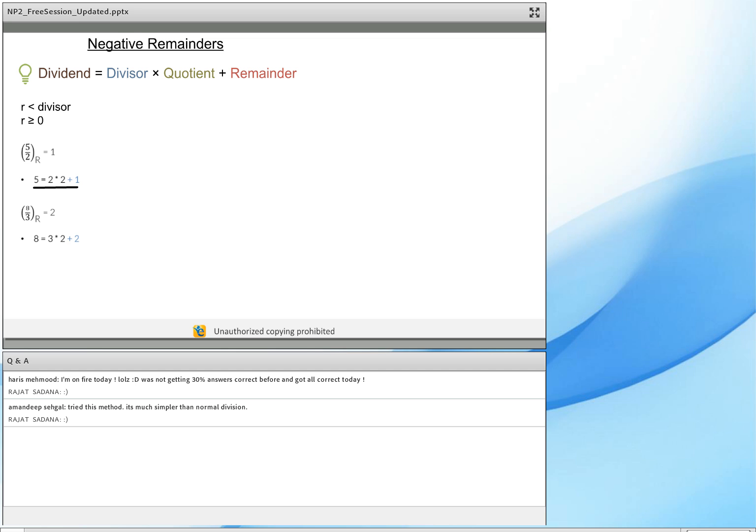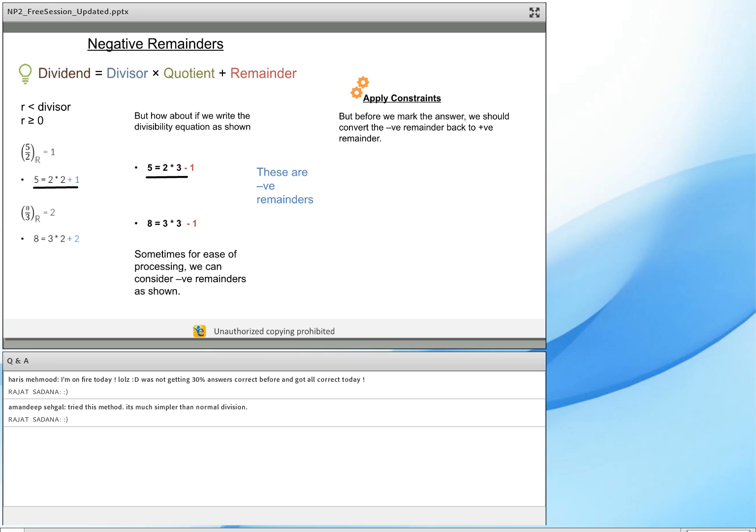But then, sometimes, the positive remainder concept may not be the best way to simplify an expression. So we apply the concept of negative remainders. So what is negative remainders? How about if we express 5 as 6 minus 1, or 2 times 3 minus 1? In that case, 2 times 3 is divisible by 2. So the remainder actually becomes minus 1. And that's negative remainders. But we know that negative remainders are not possible. Why? Because the remainder always has to be positive.